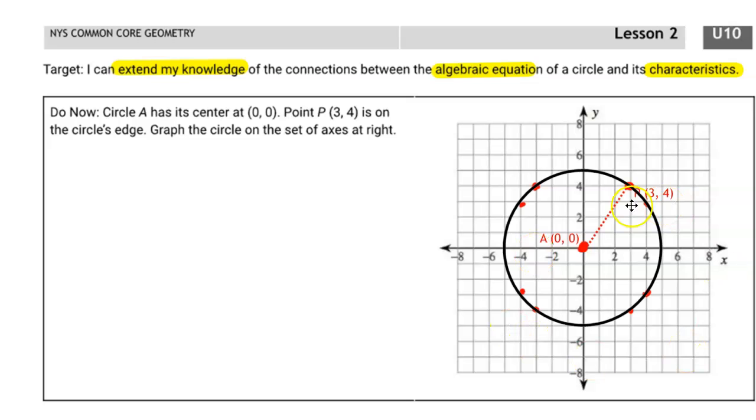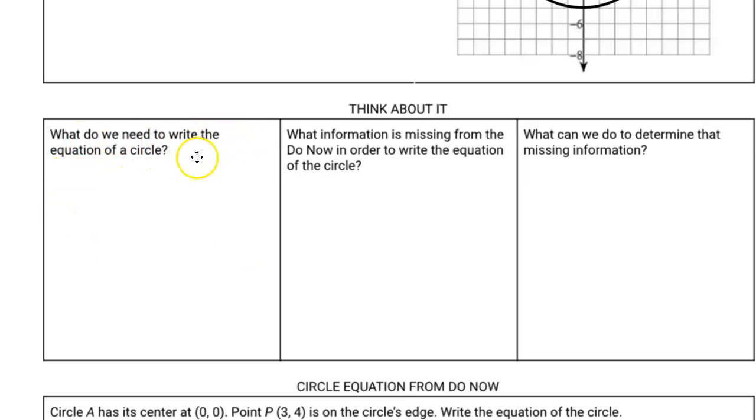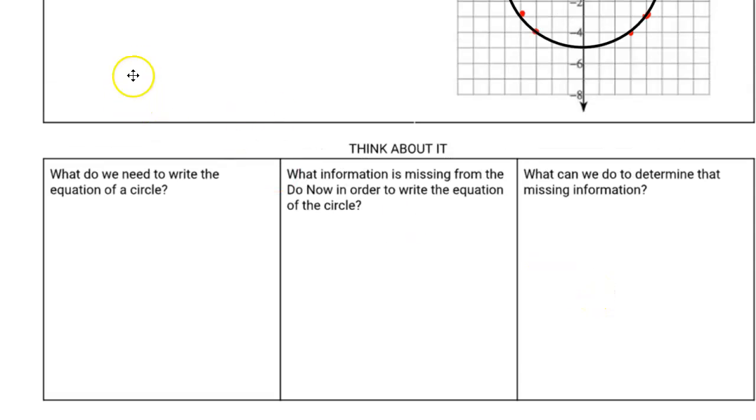And if I draw the entire circle by connecting all of these dots and rounding it out, it looks pretty much like this radius is going to be around 5. Pretty close to 5, actually, like really close to 5. Anyway, that's graphing the circle on the set of axes. Moving on, let's think about it. What do we need to write the equation of a circle? What information is missing? And what can we do to determine that missing information? Pause that video and try this out and then come back to see if you got it right.